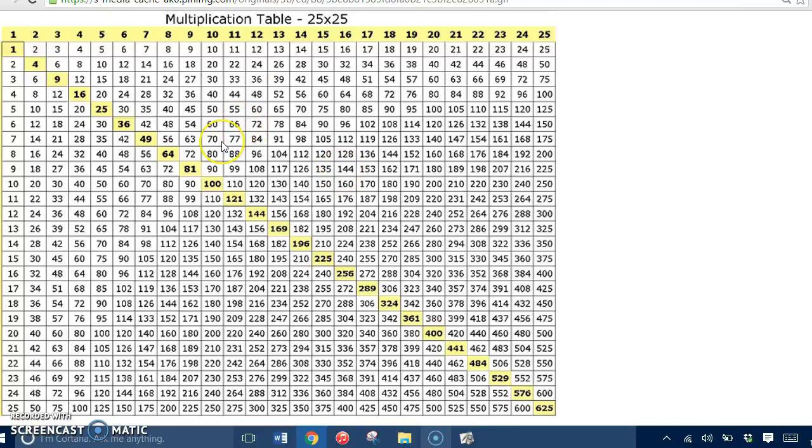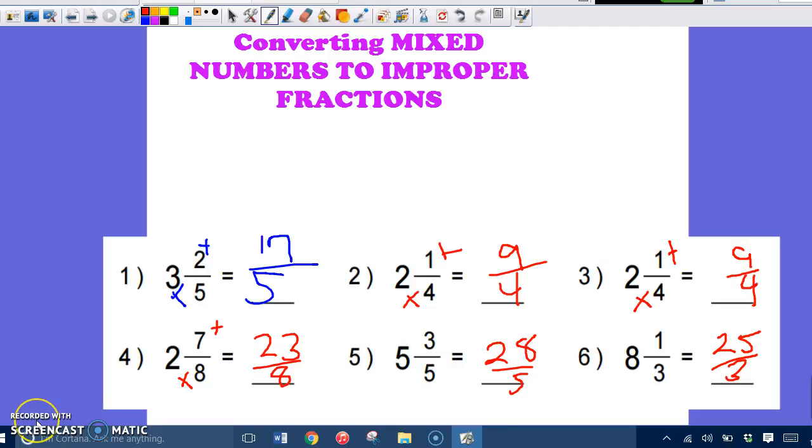Welcome back. In this review, we're going to review adding fractions. So adding regular fractions, mixed numbers, fractions with uncommon denominators, etc. Okay, so we are going to take a look at our worksheet. Remember, you can always download.